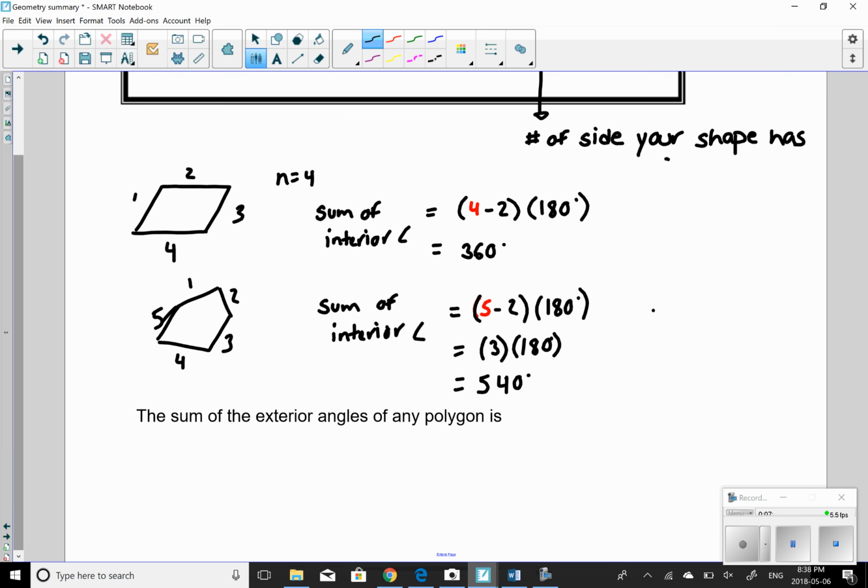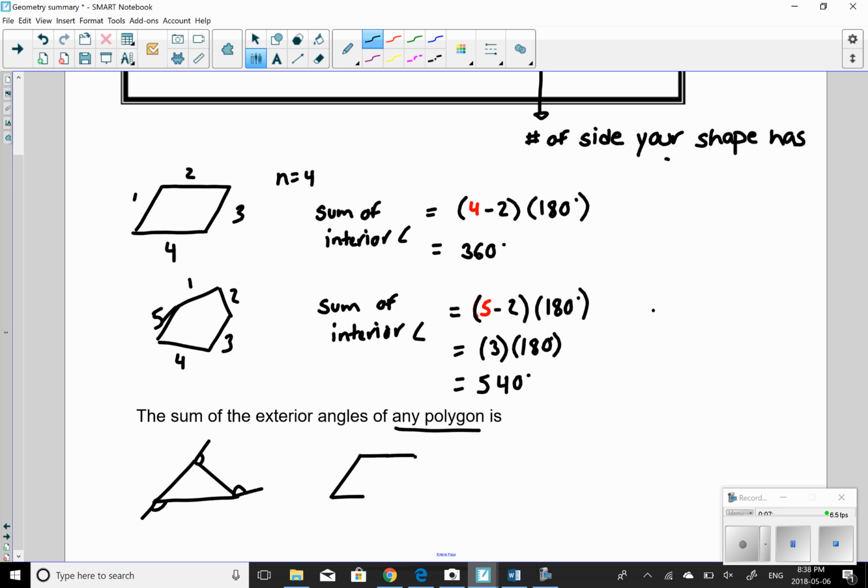Okay, so the last rule is the sum of the exterior angles of a polygon. So that can be a triangle. I want to add the outside angles. Say this, and this, and this. It would have to always add up to 360. So any shape, the outside angles.